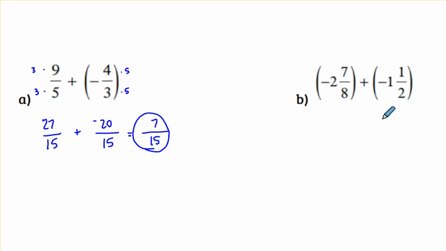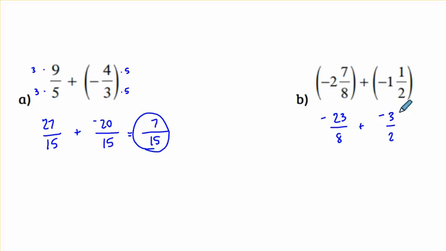For part B, it's most of the time helpful to change these into improper fractions. So 2 and 7/8 would become, well, 2 times 8 is 16, plus 7, 23/8, and it's negative. And then we have 1 times 2 is 2 plus 1 is 3 over 2, and it's also negative. Okay? This time, we notice that the signs are the same, so we're going to wind up adding.